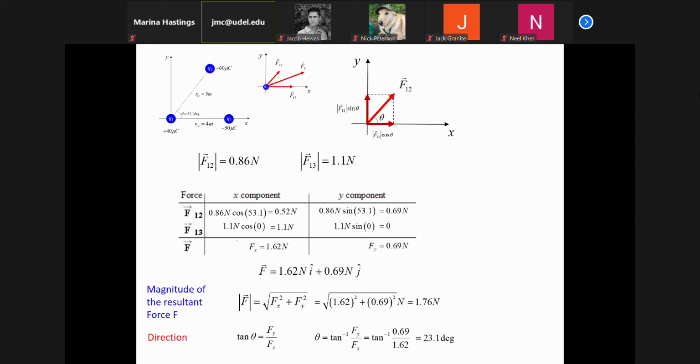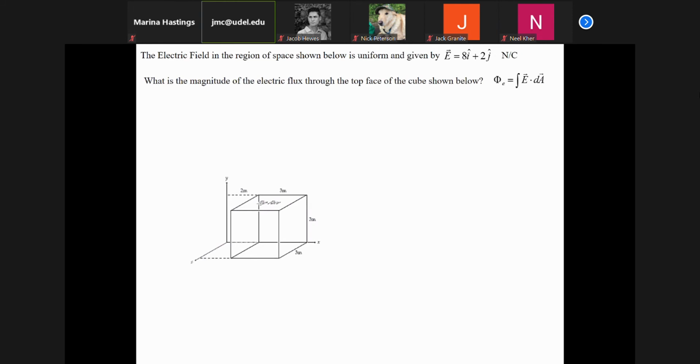I want to now talk about electric flux a bit. A couple of examples. All right, so we have an electric field in a region of space shown around this box. It is given by this vector where the electric field is equal to 8 times the unit vector x, or i, plus 2 times the unit vector j, which is in the y direction, and units are in newtons per coulomb. It's uniform, obviously, because there's no spatial dependence on this vector. It's that vector anywhere in space, x, y, z, regardless of what it is.